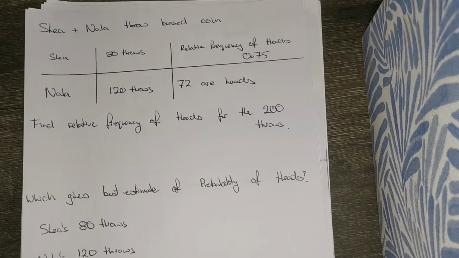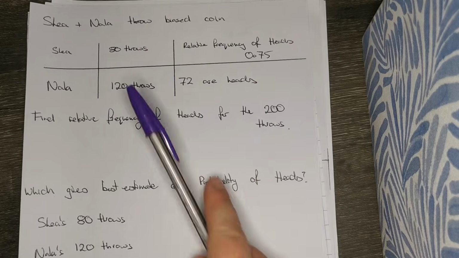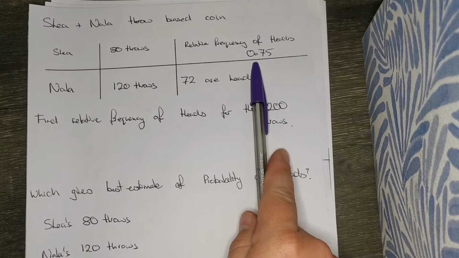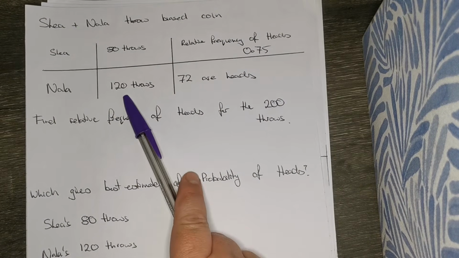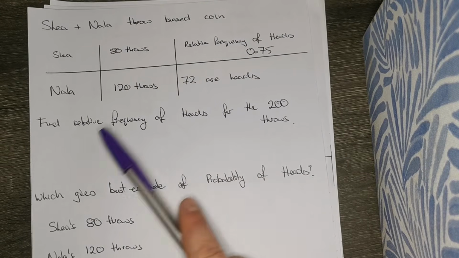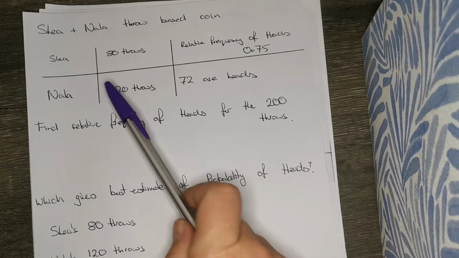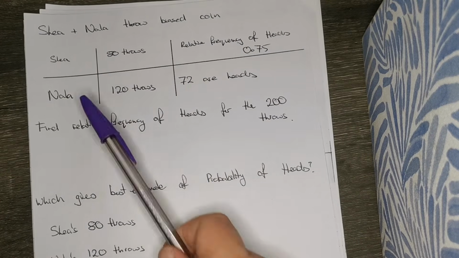Right, Shay and Nala throw a biased coin. So Shay throws it 80 times with a relative frequency of 0.75. Nala throws it 120 times and 72 of those times are heads. Work out the relative frequency of heads for the 200 throws. So that's all of it all together.